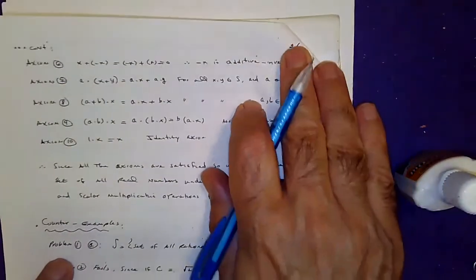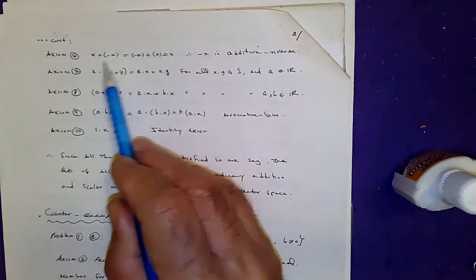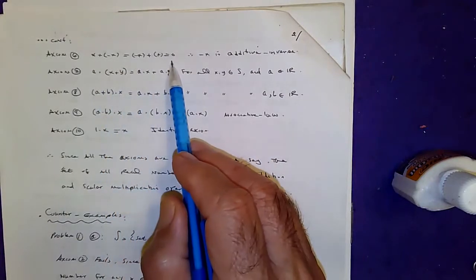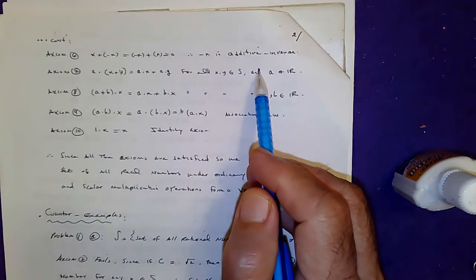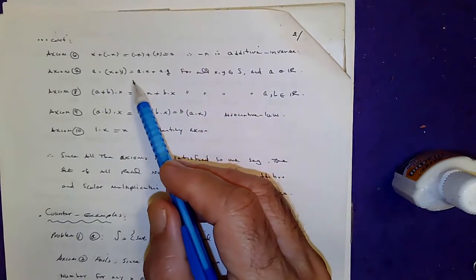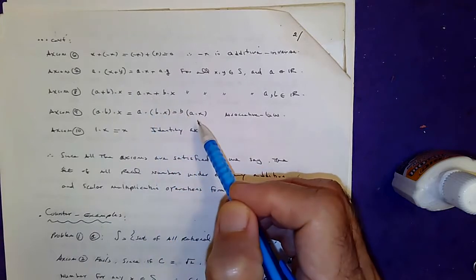Following the remaining axioms, now the question is, what would be the additive inverse? Well, what do I add to any real number to get 0? Turns out it's negative x. So negative x is the additive inverse. And then you can follow the remaining axioms, and lo and behold, all 10 axioms are satisfied.